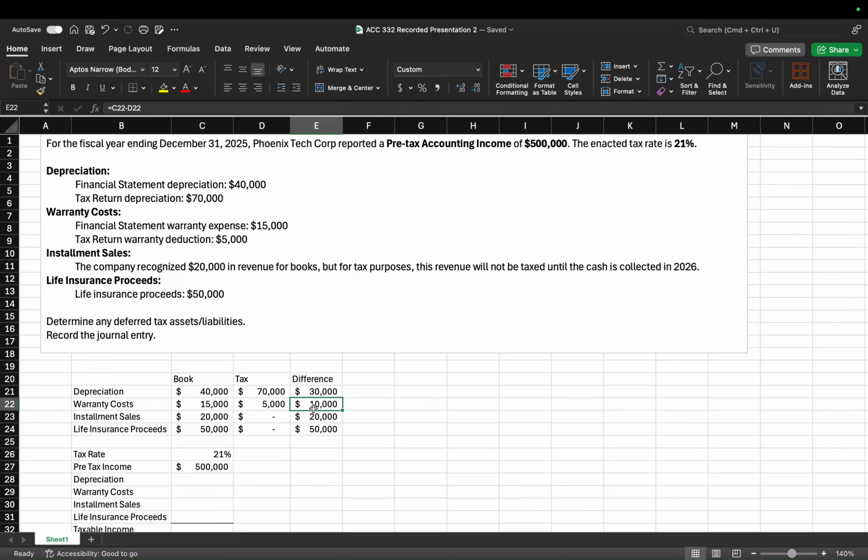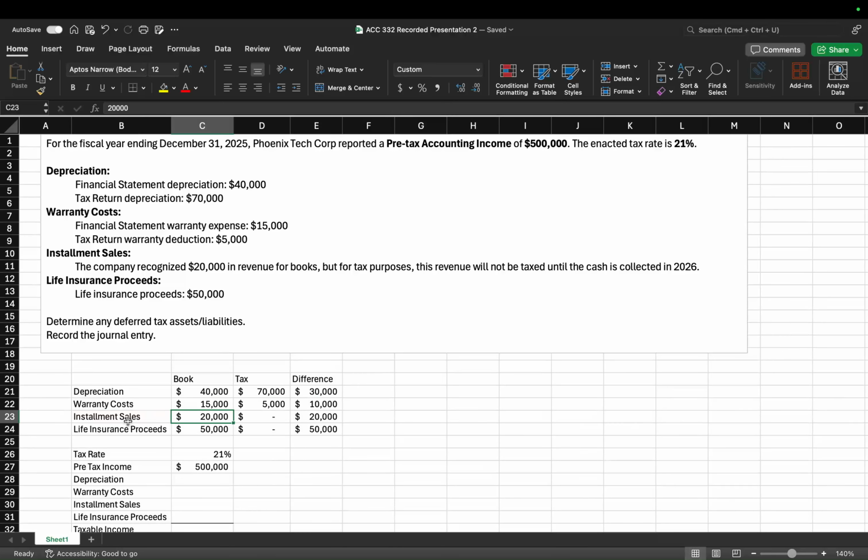And so that's why we have this difference of $10,000, because we're saying maybe they did pay out $5,000 worth of repairs. Well, that's still $10,000 that technically is deductible, but they can't actually deduct it yet because, again, cash hasn't changed. The company hasn't paid out cash still.